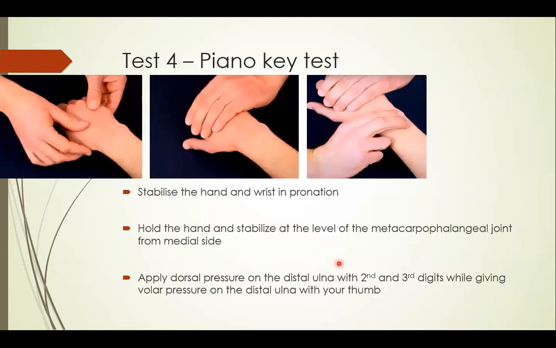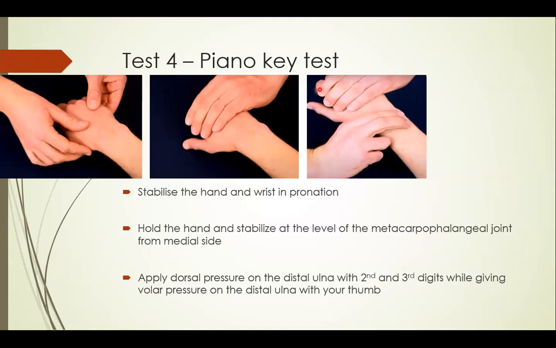Another key test is piano key. In this, you pronate the hand, you stabilize it with the wrist in pronation. You hold the hand and stabilize at the level of the metacarpophalangeal joints over here. And with the index and the middle finger, you give a dorsally directed downward force on the ulna, while at the same time with the thumb, you give an upward force from the volar aspect for the radius. Now, if it moves more than normal compared to the contralateral side, then it is considered to be a positive piano key test. The reason why it's given this name is because it mimics the keys of the piano. It moves up and down just like the key of the piano.